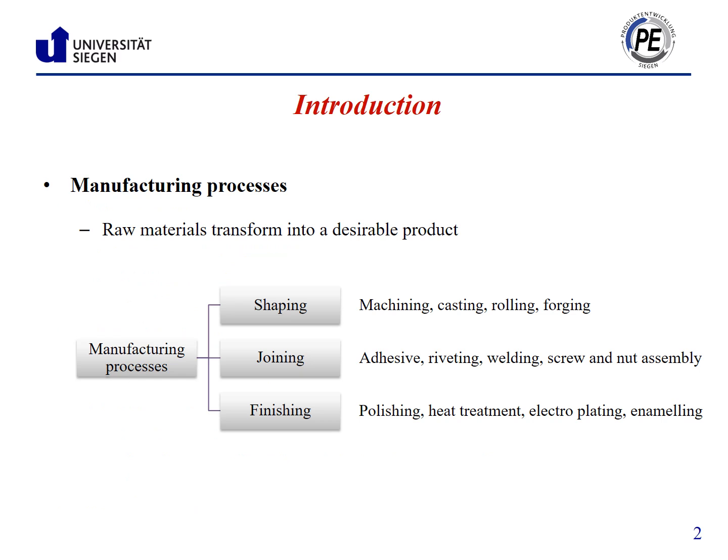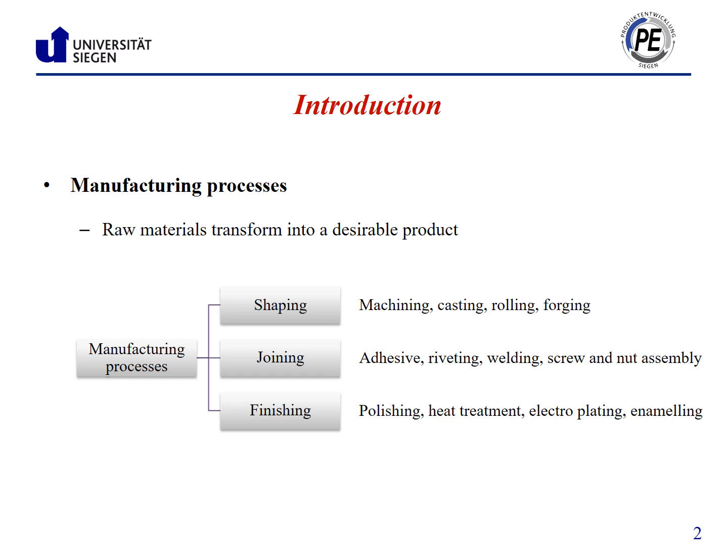Manufacturing processes are the steps through which raw materials are transformed into a final product. The manufacturing process begins with the product design and materials specification from which the product is made. As you can see in this slide, manufacturing processes can be classified into three main groups of shaping, joining, and finishing. Each of these groups covers different processes.